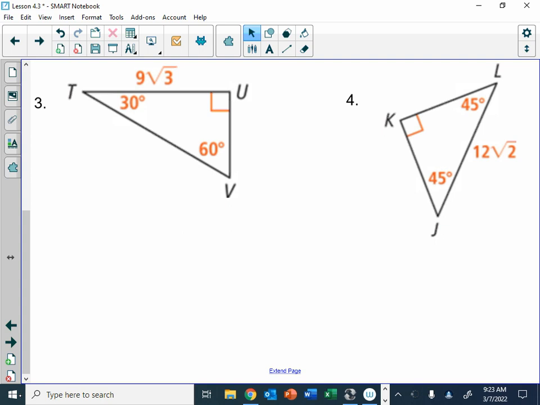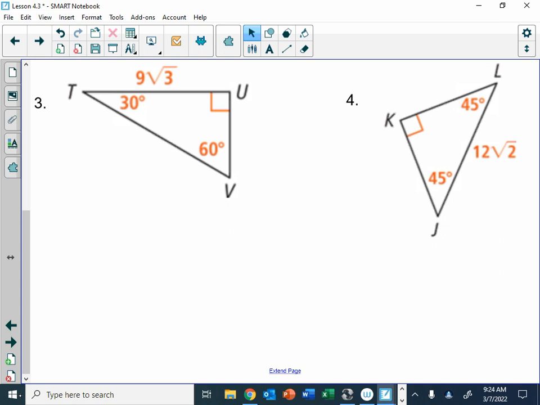And then for the 45, 45, we have... what is that? Okay, you're given 9 square root of 3. What angle is that across? 60, okay. Look up here. What is the side labeled as? That is across from 60 degrees. Across from the 60, and then 12 square root of 2.